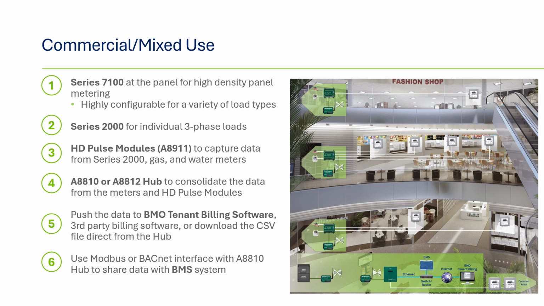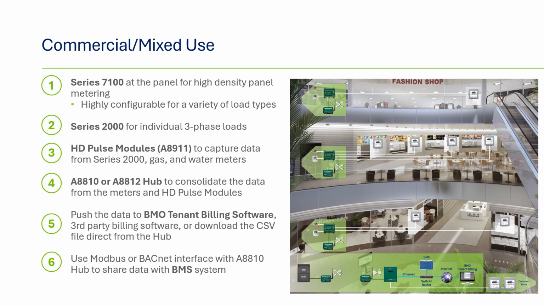Retail mixed-use facilities are also common and likely to include a mix of tenant billing and code compliance requirements. 1. For areas that can be metered at a main electrical panel, we recommend using a Series 7000 meter, which is ideal for multi-circuit applications. Take advantage of the flexibility to configure these meters to address a variety of load types. 2. The Series 2000 pulse meters can be used to address individual loads, which may be needed in commercial spaces or for code compliance in common areas.